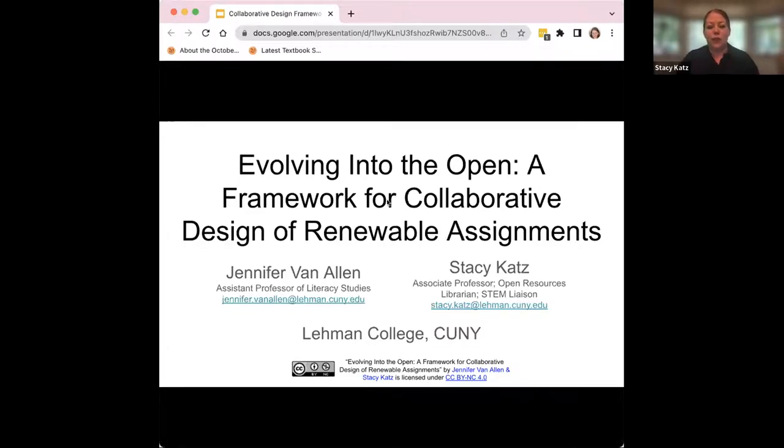So we developed this framework for collaborative design of renewable assignments, really emphasizing that people aren't alone in this. This isn't just something where you have to go sit on your own and come up with how you're going to do this. There are people, either librarians, instructional designers, or other faculty who have been part of things, who can also help with the design and help think about things, because it's so important not to be alone in this process.